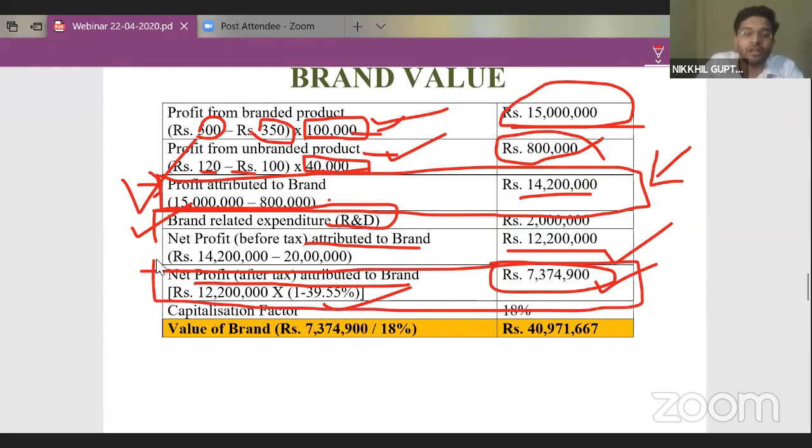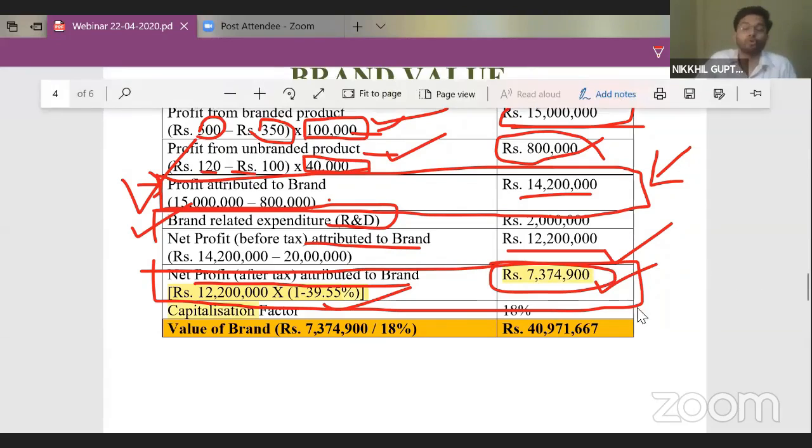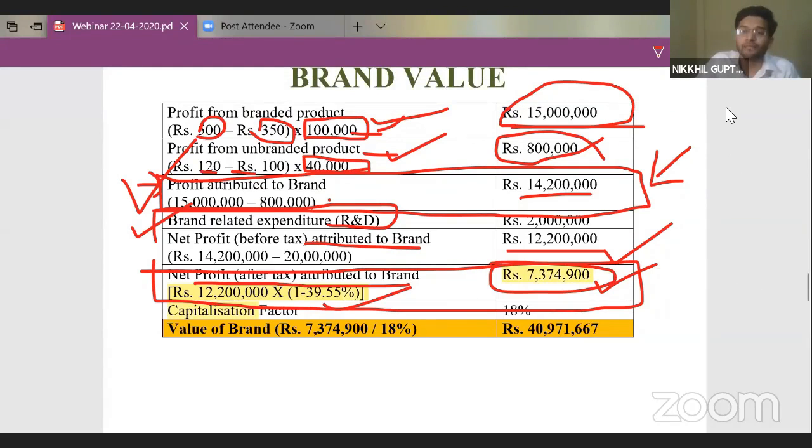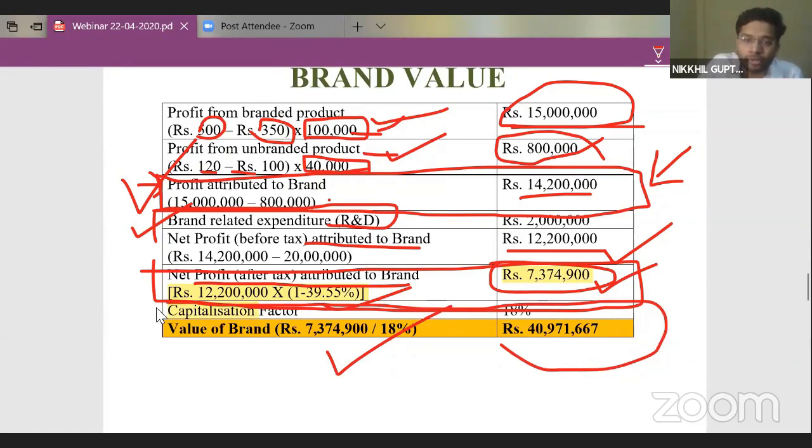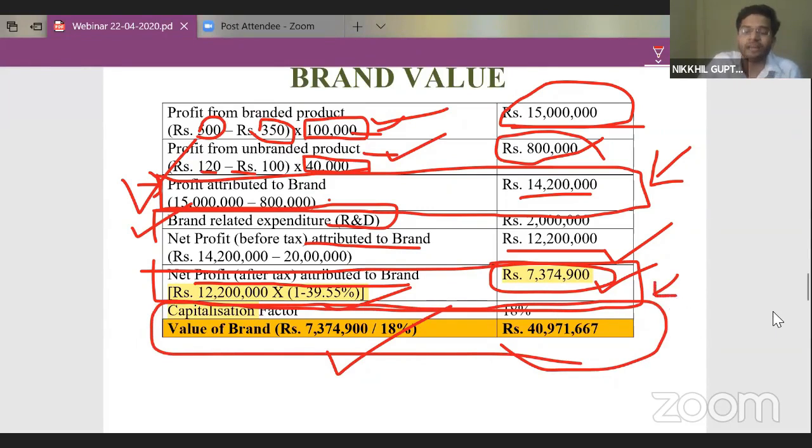So this is the additional revenue which I have earned because of this brand. And I'm very, very happy that my brand is earning me additional revenues of 73,74,900. Now, my question to you would be, guys, if the capitalization factor is 18%, what is the value of my brand? Guys, the value of brand is 73,74,900. Please tell me the method which I have used to compute the value of this brand. Which is the method which I have used?